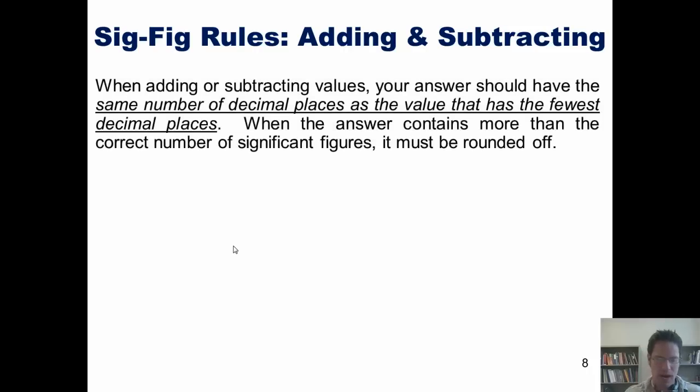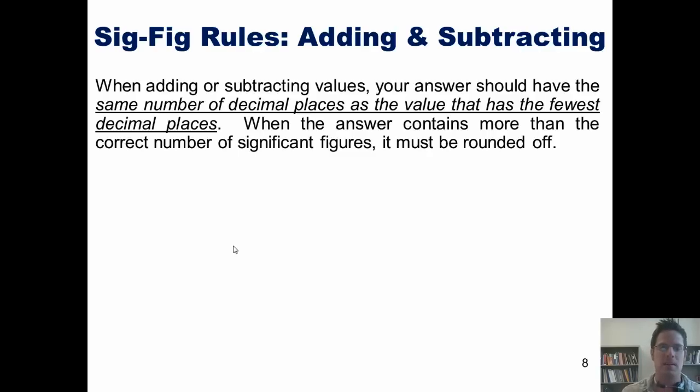So now that we know how to determine the number of significant figures in a value, we next need to learn how to carry these through properly when doing mathematical calculations with them. As it turns out, there are different rules for adding and subtracting than there are for multiplying and dividing. Thus, when adding and subtracting values from each other, our answer should have the same number of decimal places as the value that has the fewest decimal places.